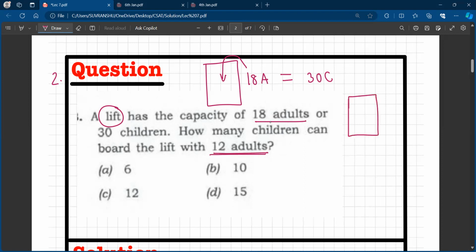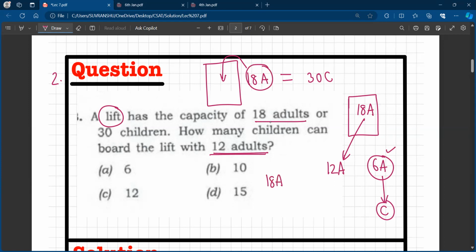Now a lift has the capacity of 18 adults. It takes 12 adults now. Remaining 6 adults won't go. The 6 adults would be occupied by the children. Now we need to find that quantity of children which is similar to this 18 adults, to this 6 adults, right? If 18 adults is equal to your 30 children, then what will be the 6 adults equivalent? The equivalent of 6 adults to these children shall be, it is divided by 3. Now you need to divide this also by 3. This will be 10 children. So your answer is 10.